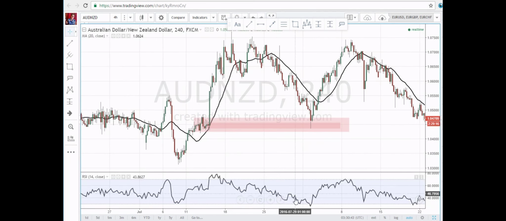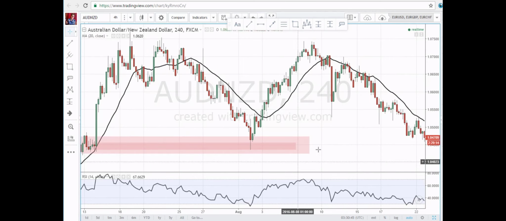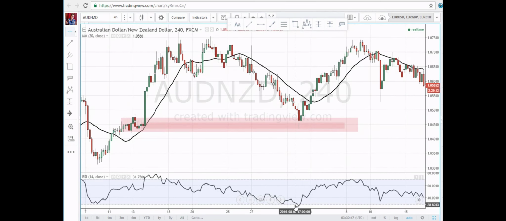And then in that case, we do not have an RSI divergence. You can see when we zoom in, the RSI was making lower lows, and so was price. So that is not an RSI divergence, but it's not a problem. It is not a must-have criteria.